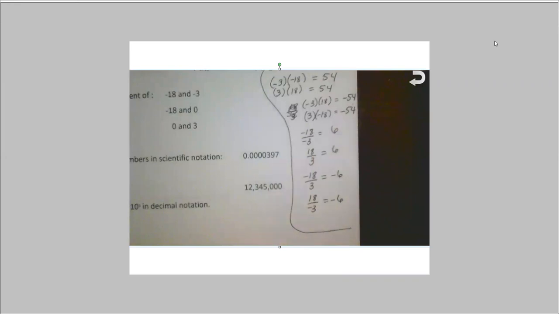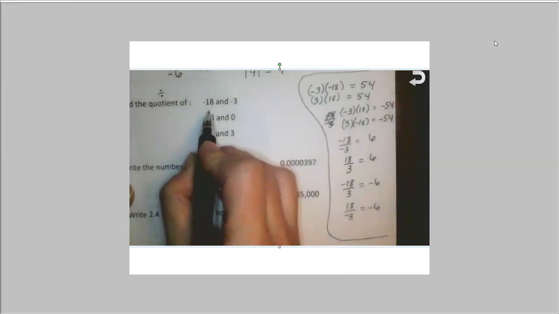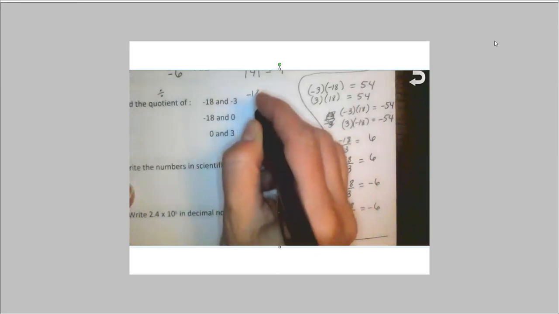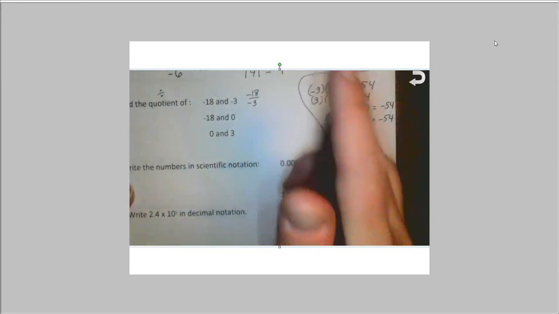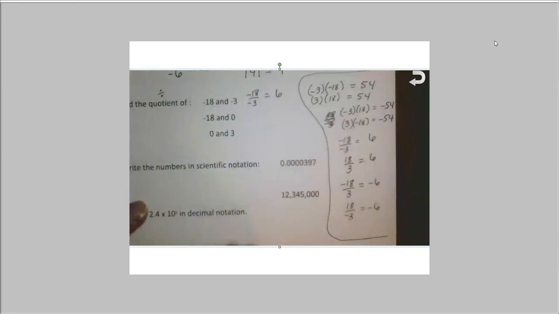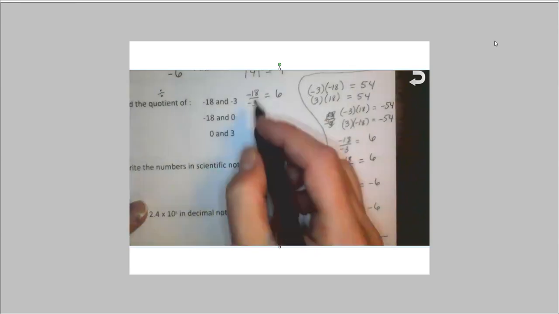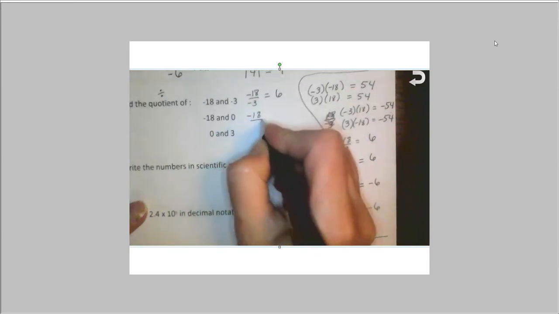All right, so let me go back to number 8. It says find the quotient. So that means I have to divide, and I have to divide in that order. -18 divided by -3. Two negatives make a positive. 18 divided by 3 is 6. You can type that in your calculator. It will confirm that.